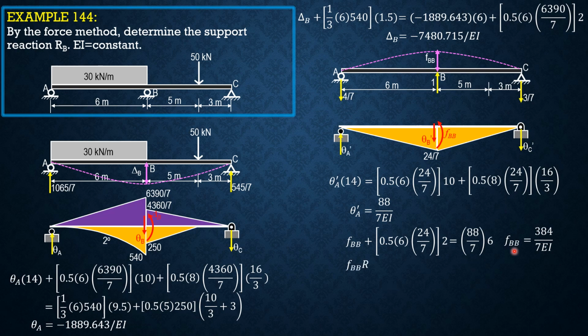The compatibility equation, FBB RB plus delta B equals 0. So FBB 384 over 7 RB, we cancel EI, then plus negative 7480.715 equals 0. So from here we can solve RB. R sub B equals 136.367 kilonewtons. So this problem is also solved by the principle of the method of least work, and verify that the answer is the same.